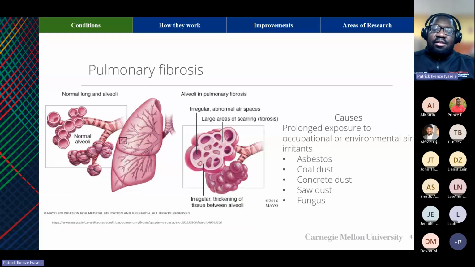Pulmonary fibrosis is the second most common chronic lung disease. It affects 200,000 Americans. Pulmonary fibrosis occurs from the scarring and thickening of the alveolar membrane and surrounding tissue. This thickening decreases the oxygen transfer capability of the alveoli. Similar to COPD, pulmonary fibrosis causes acute exacerbations, and it occurs from exposure to prolonged occupational or environmental irritants. This disease is very common in coal miners from coal dust, known as black lung, and it's also found a lot in construction workers who work with asbestos or from concrete dust, sawdust, and fungus.